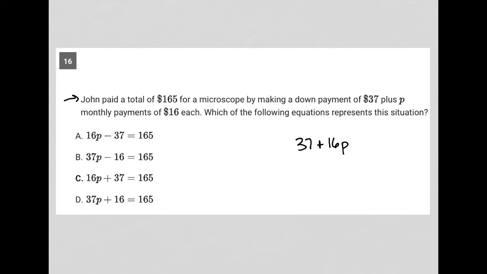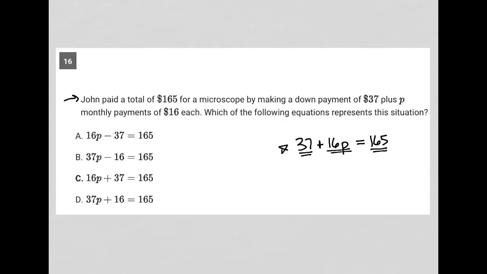months there are that he's paying this. And all of this should end up equaling 165. As long as there's no interest or fees there, then how much he puts down plus how much he pays per month should just equal the total cost for the microscope. Which of the following equations represents this situation?